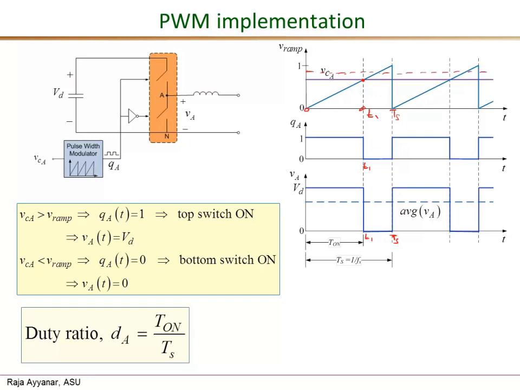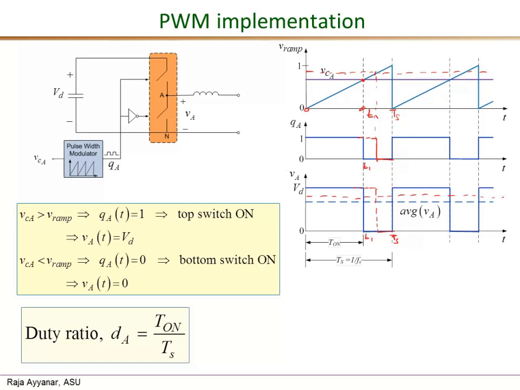Therefore, the VCA is higher than Vramp up to this point. So the QA would be 1 up to this point in time, and then become 0. Similarly, VA will also be equal to VD for a longer duration and come to 0 at this point. So the average of VA, which is this blue dotted line, would also increase because of the higher T on or higher pulse width.